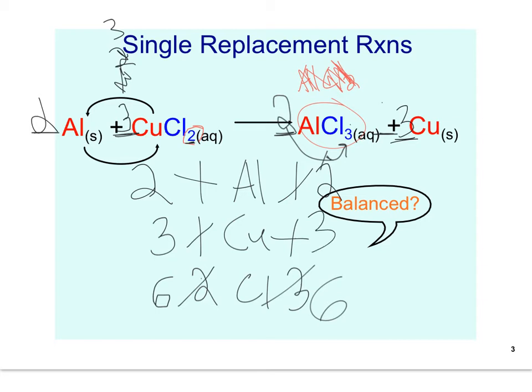And hey, look at that. We have a nice balanced reaction. So what this is telling me is that I'm going to need 2 aluminum atoms for every 3 copper chloride. And that's going to end up producing 2 aluminum chlorides and 3 copper atoms.